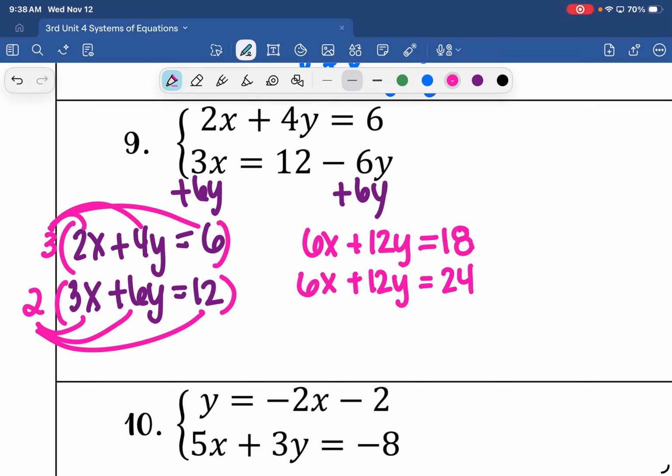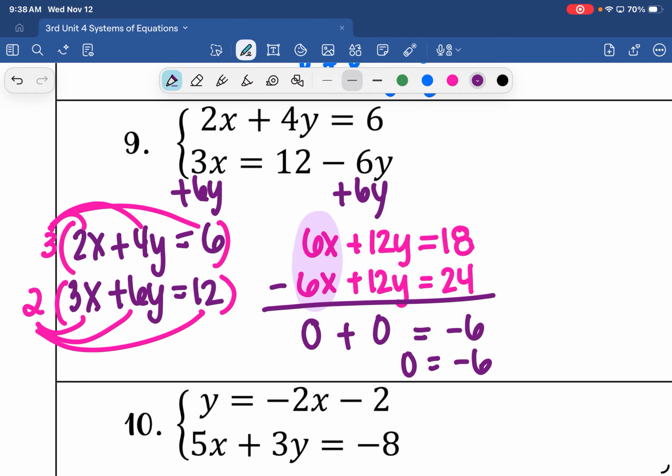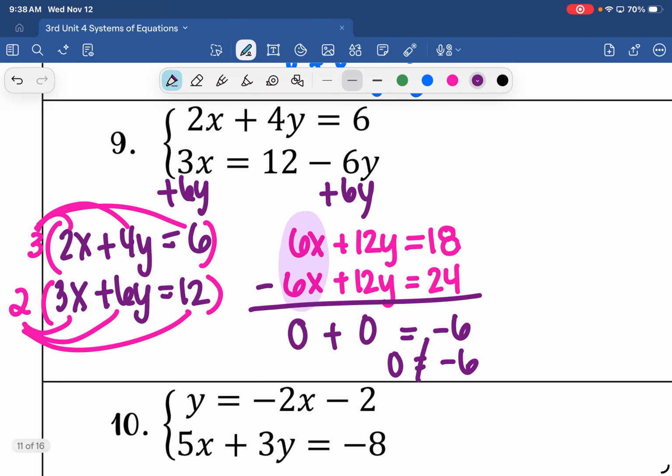Okay, so if I wanted to eliminate the x's, what would I need to do? Subtracting. So 6x minus 6x is 0. 12y minus 12y is 0. So 0 plus 0. Then 18 minus 24 is negative 6. Does 0 equal negative 6? No. So no solution.